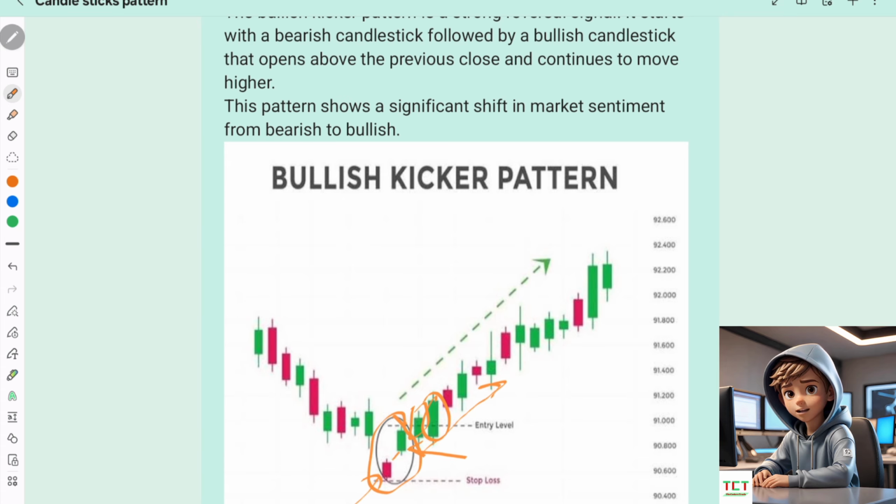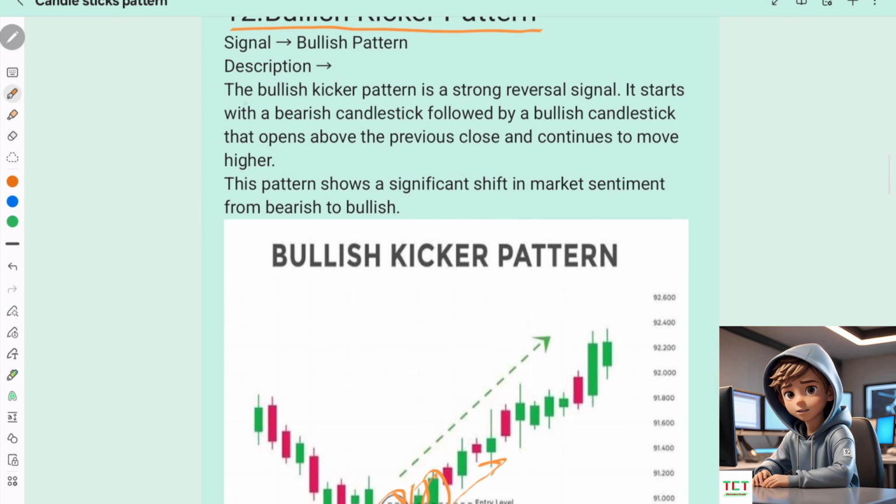It starts with a bearish candlestick followed by a bullish candlestick that opens above the previous close with a gap and continues to move higher. This shows a dramatic and sudden shift in market sentiment from bearish to bullish. It's like the market sentiment has completely flipped overnight.